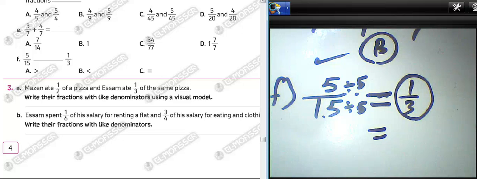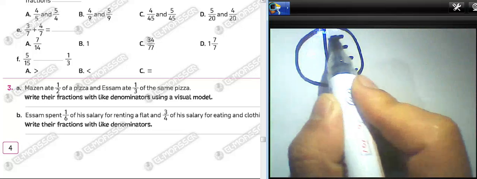Question number 3, word problems. Look with me here. Imagine a half of a pizza and some 1/3 of the same pizza. Write the fractions with like denominators using a visual model. Yes. He asked about what? Imagine a half of a pizza.